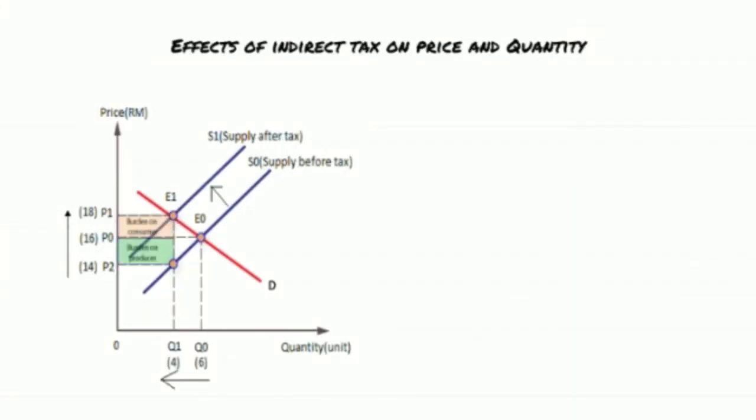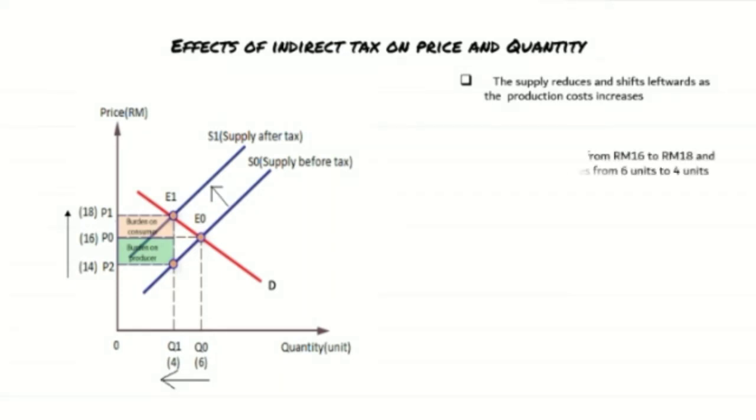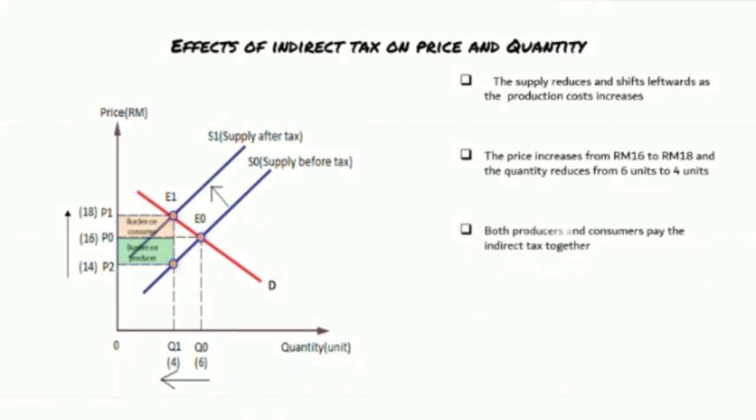This figure shows the effects of indirect tax on price and quantity. The supply reduces and shifts leftwards as the production costs increase. The price increases from RM16 to RM18 and the quantity reduces from 6 units to 4 units. Both producers and consumers pay the indirect tax together.